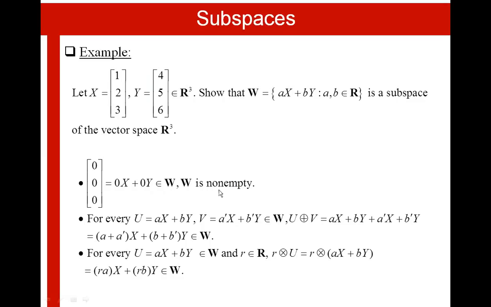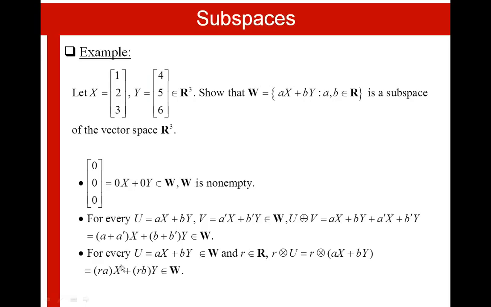Therefore, W is non-empty. For condition number 2, for every vector U equal to AX plus BY, and V equal to A prime X plus B prime Y, that both belong to W, if we add them up together, we obtain AX plus BY plus A prime X plus B prime Y. If we factor the X and Y vectors, we obtain (A plus A prime) times X plus (B plus B prime) times Y. It is clear that this belongs to W, since it has the same form, because A plus A prime is a real number that is equivalent to A, and B plus B prime is another real number that is equivalent to B. So it has the same form as the W here.